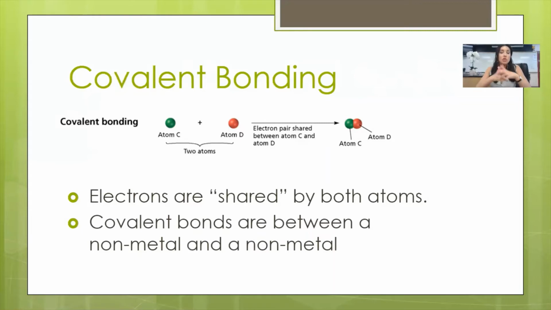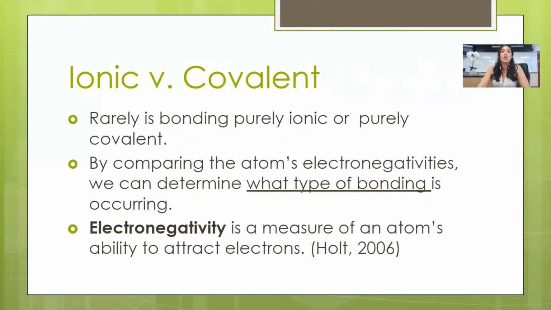So I could give you two different elements on the periodic table, and, only by virtue of knowing whether they were metals or nonmetals, you should be able to decide if they would participate in ionic bonding or covalent bonding. Rarely is something purely ionic or purely covalent. Only when we compare the atoms' electronegativities, using the Pauling scale, can we determine what type of bonding is most likely occurring between two different elements.